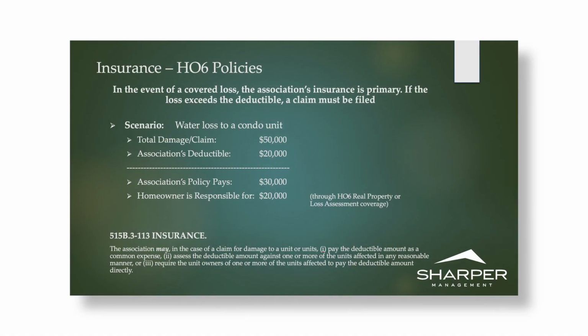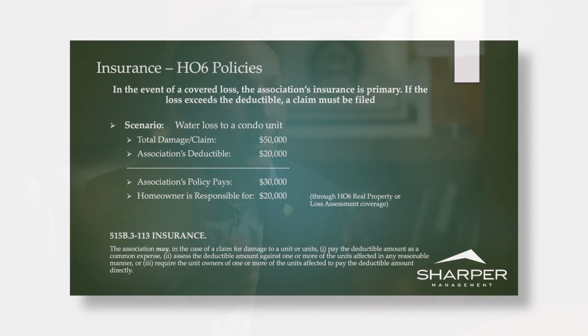So let's go back to that water example in the kitchen. Say there were a water loss in the kitchen, the association's deductible was $20,000, and let's say there was $50,000 worth of damage. Well, the association is only going to get a $30,000 check because they only have a $20,000 deductible. So the association is going to send that homeowner a letter saying, we are assessing your unit $20,000 to make up that deductible, so they have the $50,000 total, right? So the homeowner then is responsible for that $20,000.